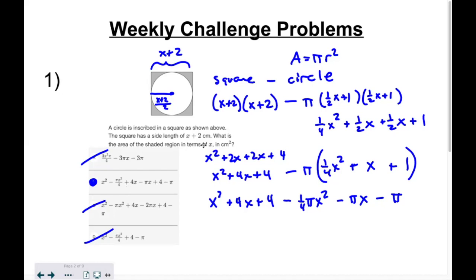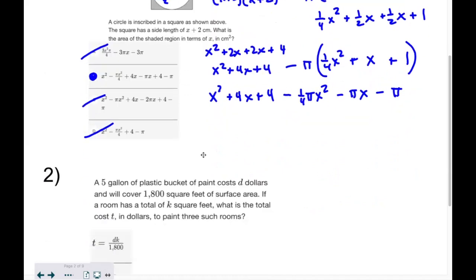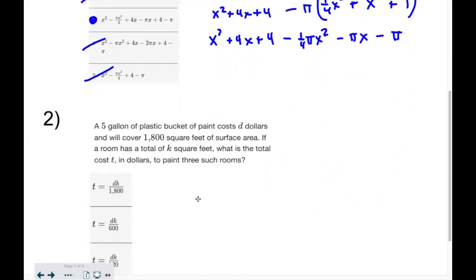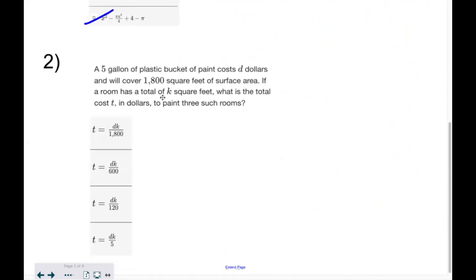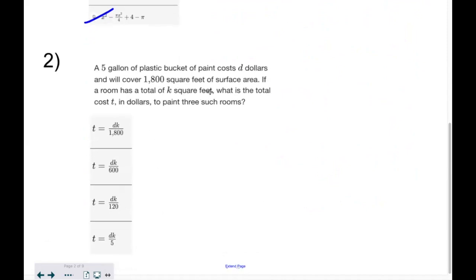Okay. So the other challenge problem is a proportion, which again has another strategy that we could apply, but I am going to save that for later when we actually talk about all the strategies. So this one, we got a 5 gallon bucket of paint that costs $D and will cover 1,800 square feet of surface area. And if a room has K square feet, what's the total cost to paint three such rooms?